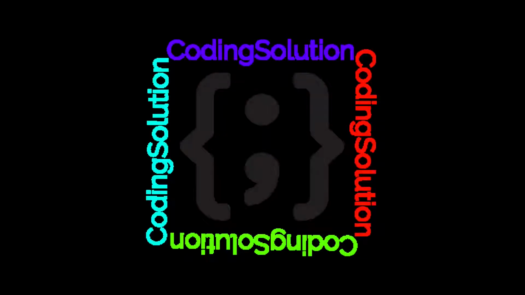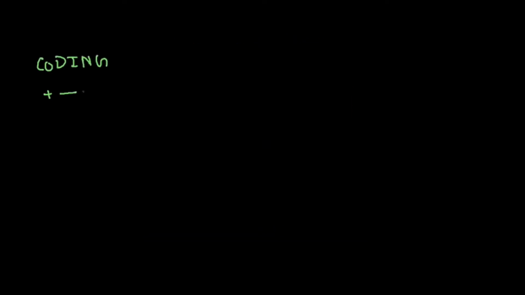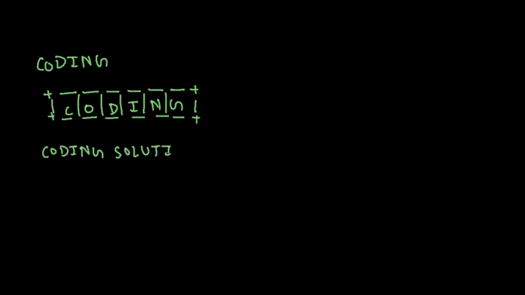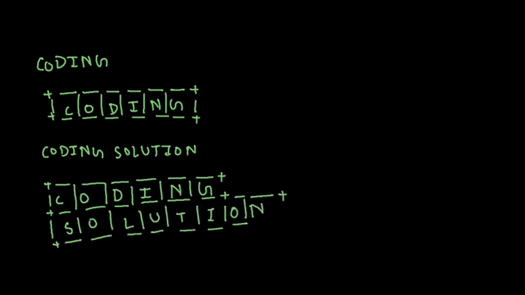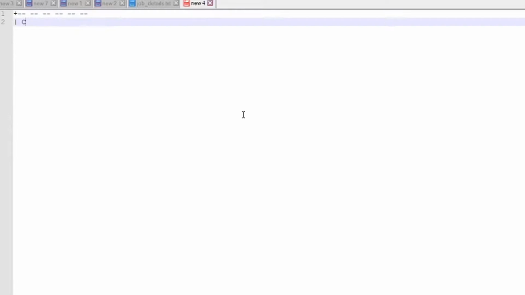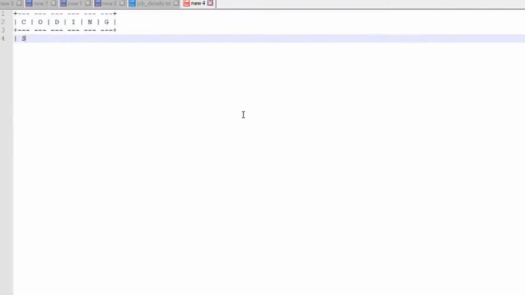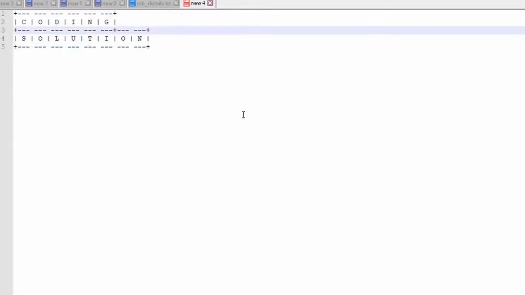Suppose we are given one string, coding. Each letter should be printed in a box where a corner should be represented by a plus, rest with 3 minus signs. Let's see how does it look. A string separated by space should be represented in 2 lines like this. It looks a bit cluttered here. Let's see in Notepad how does it actually look. Now I hope the problem statement makes sense to you.